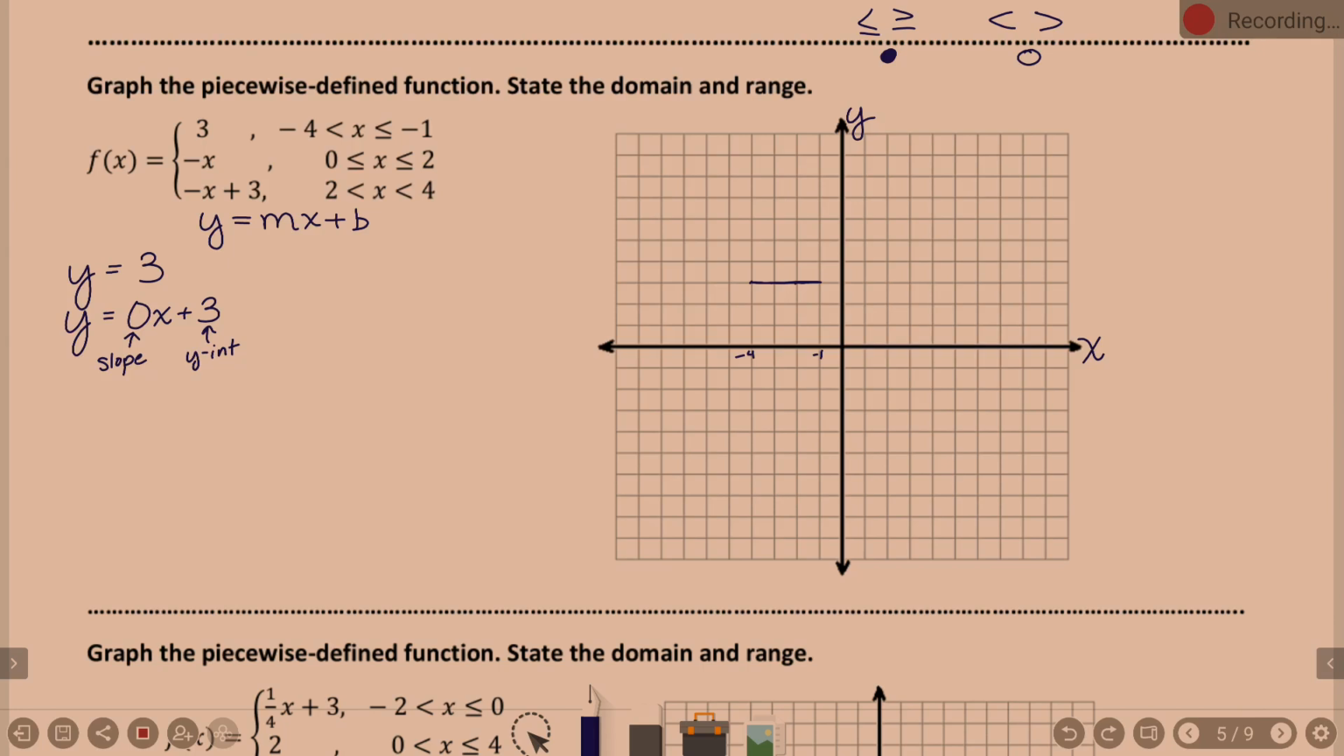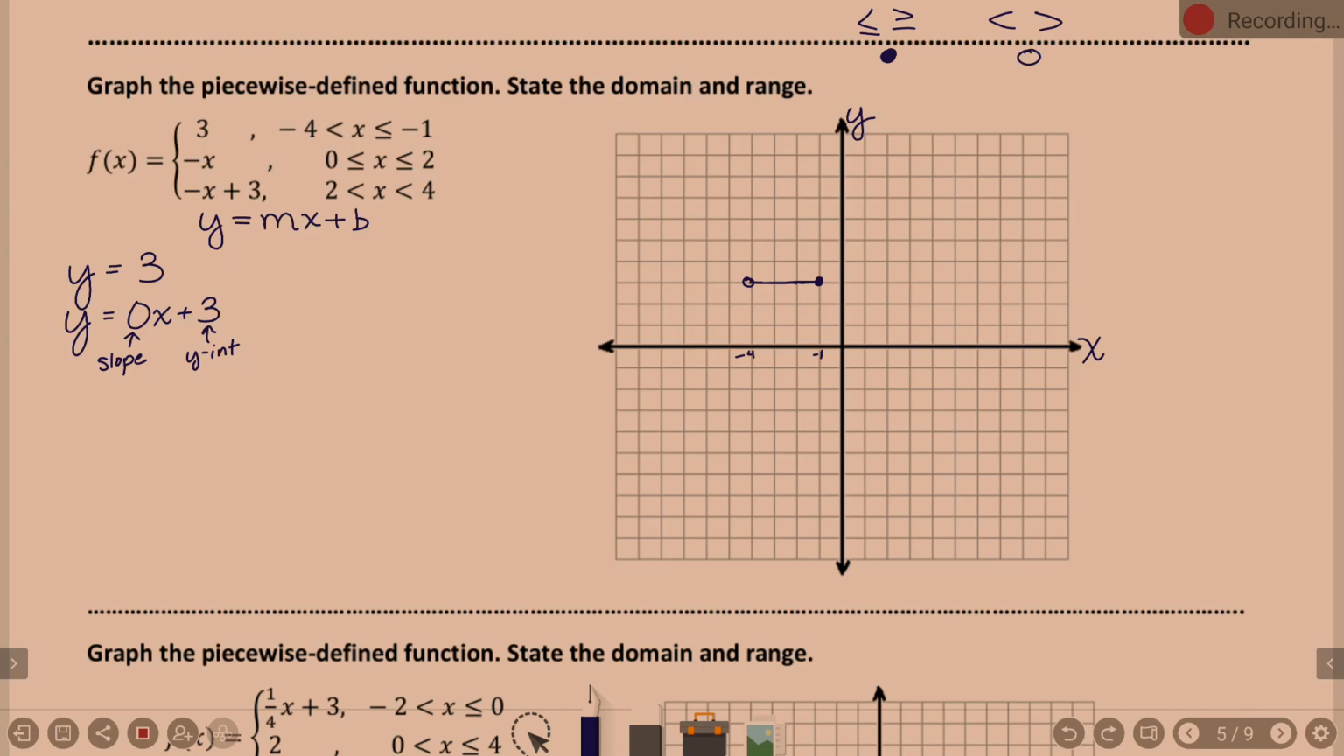So, at -4, do we have the equal to piece? No, it's just -4 less than x. So at the -4 end, I'm going to use an open circle, so I'm not filling it in. At the -1 end, notice it's x less than or equal to -1. So at the -1 end, you're filling that circle in. Okay? That's part 1 here.